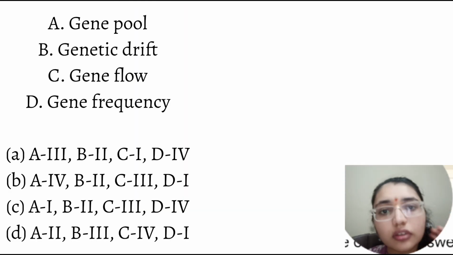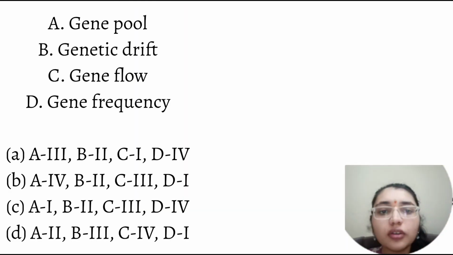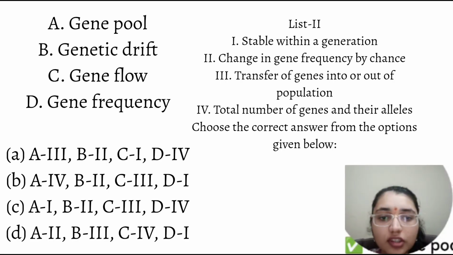So here the gene pool is the total number of genes in a population. So gene pool A is matching with 4, and genetic drift is a change in the gene frequency by chance, that is B is equal to 2. Then gene flow is the transfer of genes into or out of the population, that is C is pairing with 3. And D, gene frequency, that is stable without a generation. So D is pairing with 1.